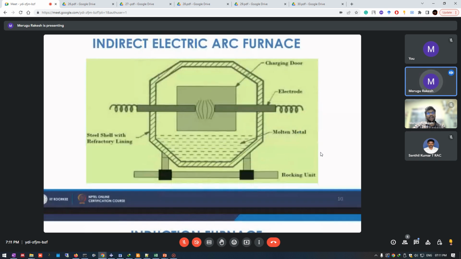In the same way, we have the indirect electric arc furnace, in which we do not heat the molten metal directly, but instead we heat the charging door itself. So we have a charging door, and we keep these electrodes, and they generate enough heat so that with the help of convection or radiation, the metal will get melted.